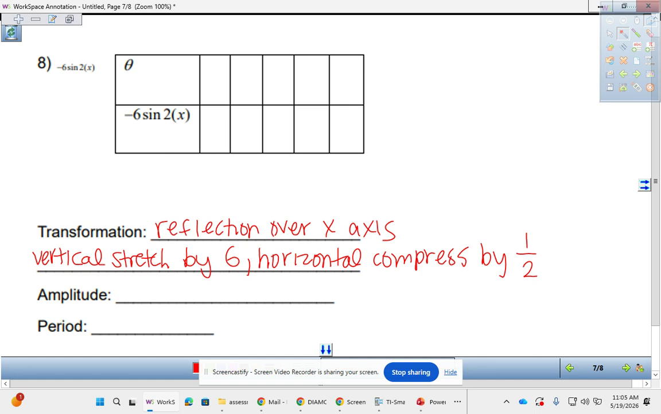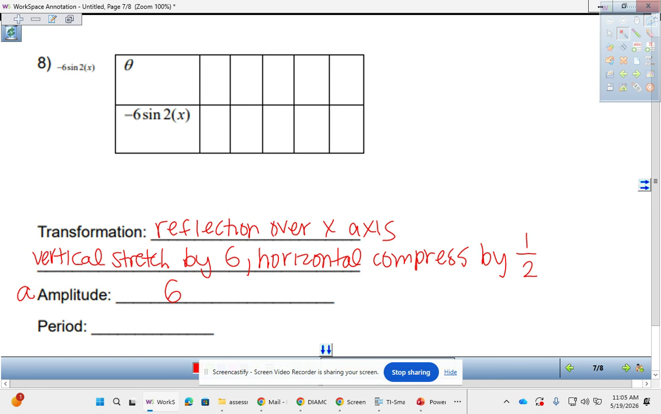So my amplitude is my A, which is 6, not -6. The negative is the reflection. So the height of the graph is 6. My period we'll figure out. We could use the formula, 2 pi over b, but we're not going to. We're going to figure it out from the table.